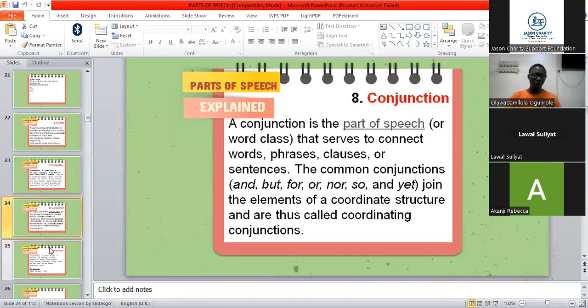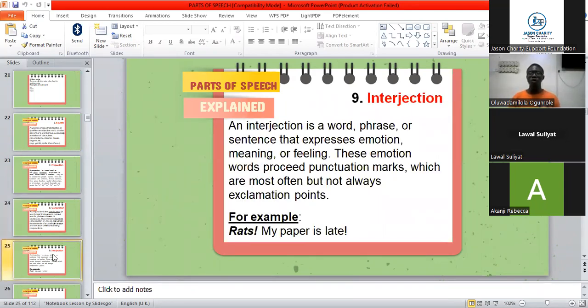So moving on from there quickly, we go to interjection. Now, for interjection, it is a word or phrase or sentence that expresses emotion, meaning, or feeling, as we can have them in our various expressions or sentences. These emotions will proceed with punctuation marks, which are most often but not always exclamation points.